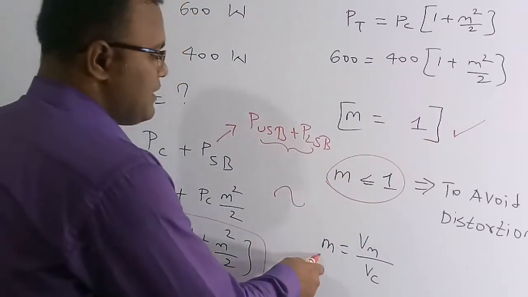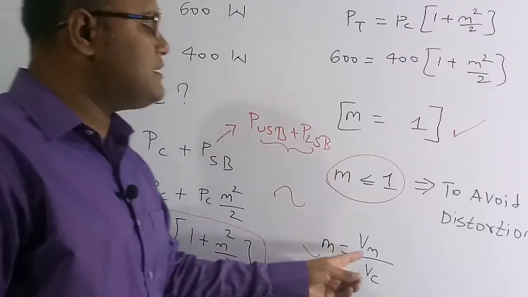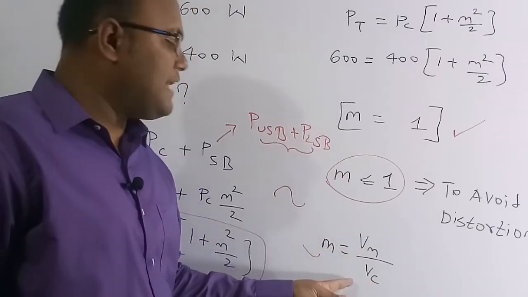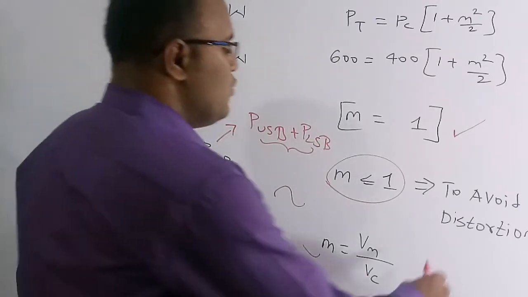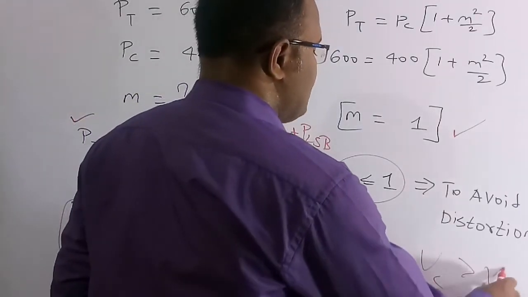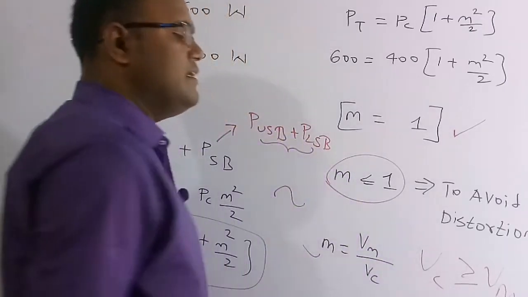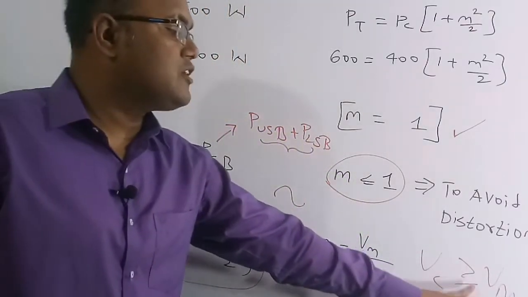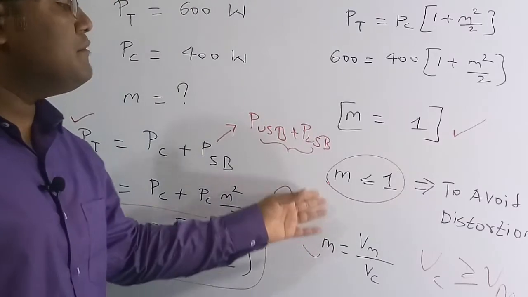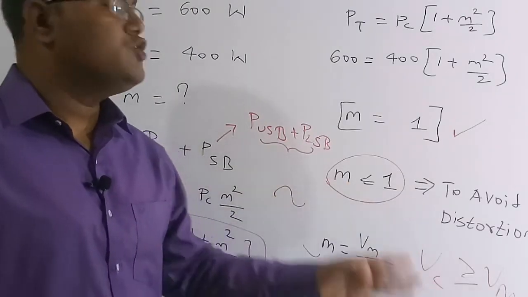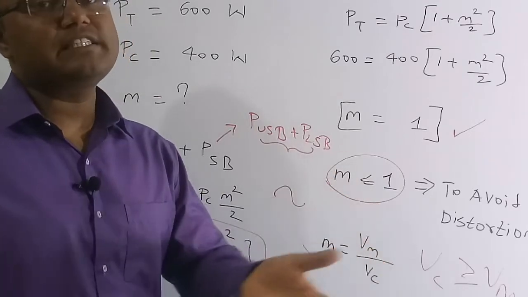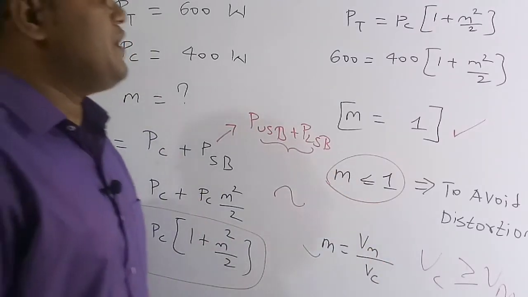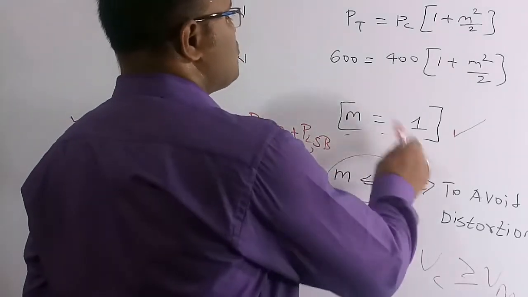m is nothing but Vm by Vc. Vm is the peak value of the message signal and Vc is the peak value of the carrier signal. Always Vc is greater than or equal to Vm. That is the reason m is always less than or equal to 1. We prefer only this region so that we get the original signal from the modulated signal. So finally, for this question the answer is m is equal to 1.